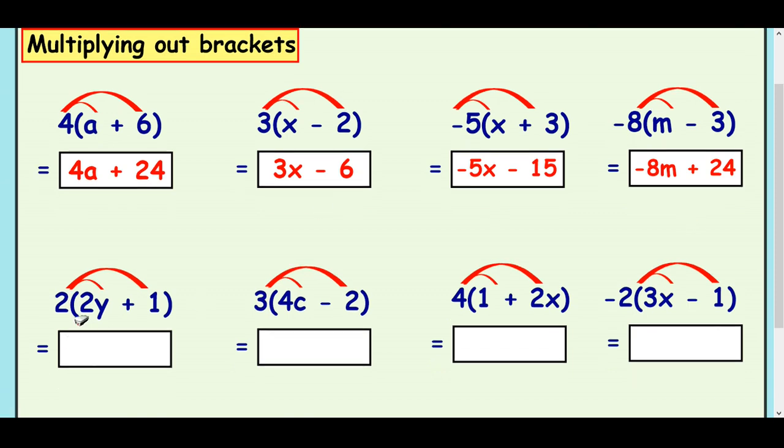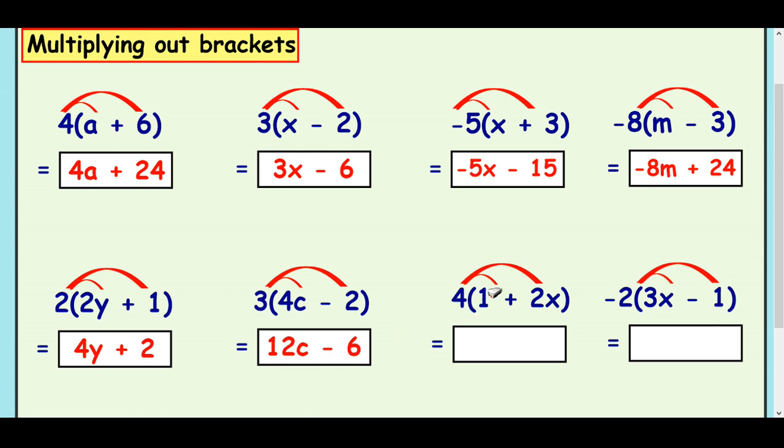Okay, down to the bottom one. So we've got 2 times 2y plus 1. So we're doing 2 times 2y, which is 4y, plus 2 times 1, which is 2. Next one, we're doing 3 times 4c, which is 12c. Then take away 3 times 2, which is 6.